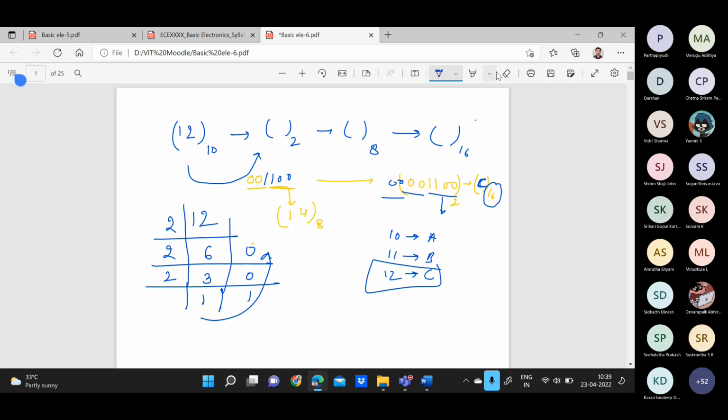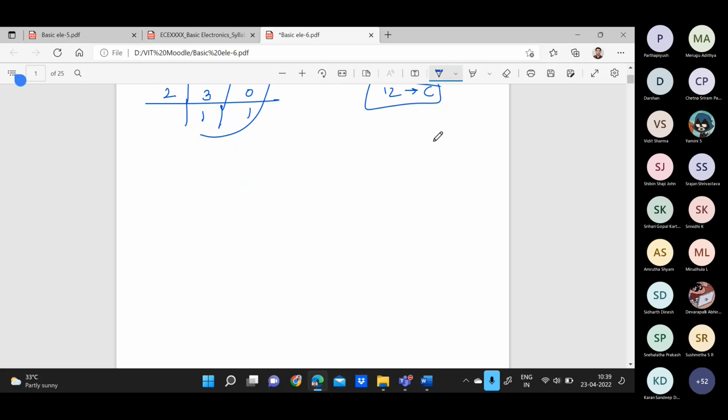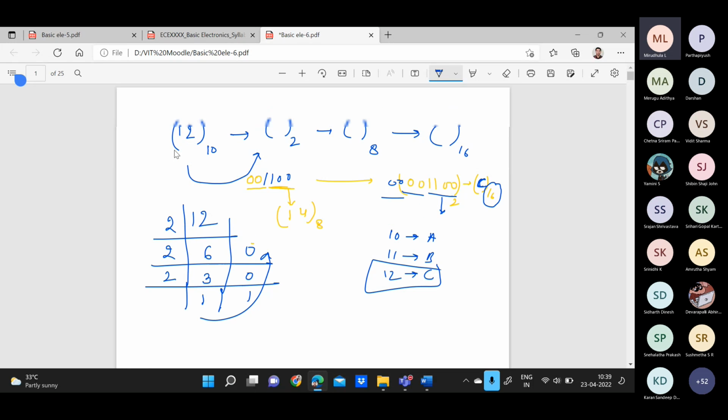Now I have to explain to you about addition and subtraction. For this, I need 1's and 2's complements. Anyone having any question? Convert 14 base 2 to hexadecimal. Sorry, 14 base 8. What happened? See, we had 12 in decimal.